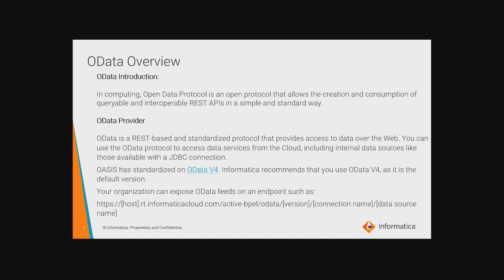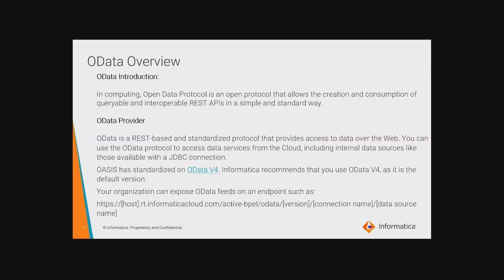So OData is a REST-based and standardized protocol that provides access over the web. You can use the OData protocol to access data services from the cloud, including internal data sources like those available with JDBC connections. So if you have an internal source system which you want to expose as a REST API, definitely you can use it, provided you connect with the JDBC connection.